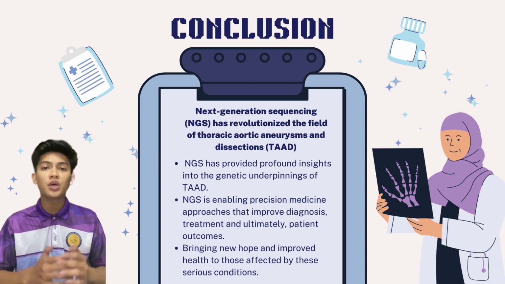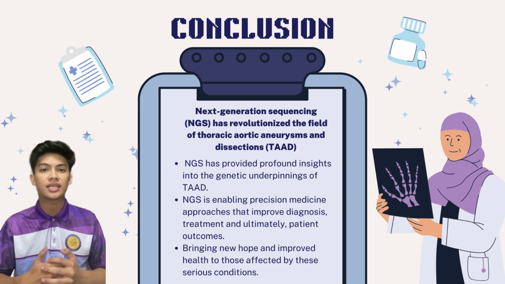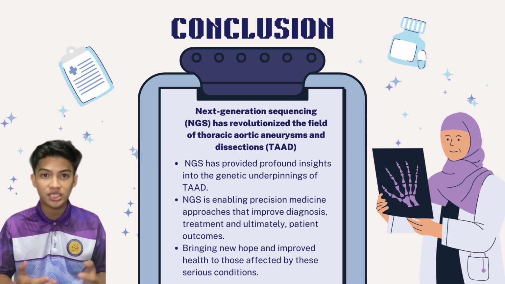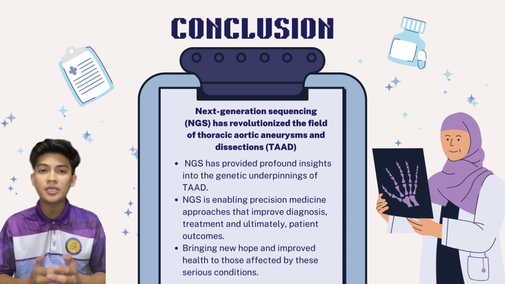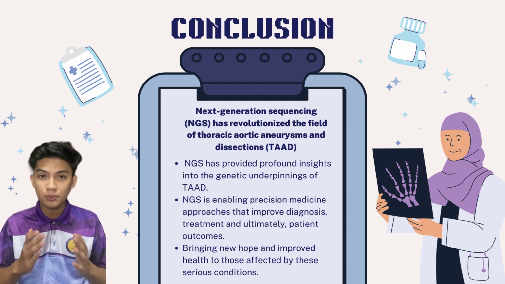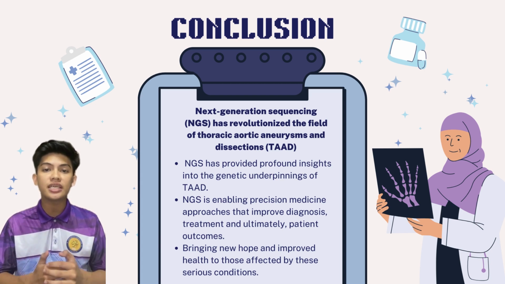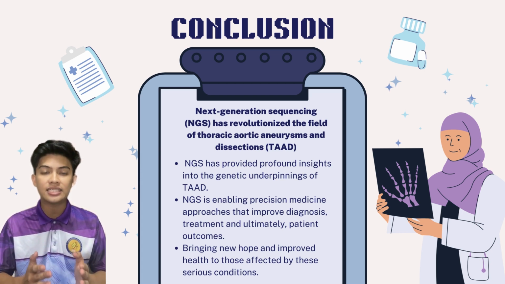In conclusion, next-generation sequencing, or as we call it NGS, has revolutionized the field of thoracic aortic aneurysms and dissections, TAAD, fundamentally changing how we approach these life-threatening conditions. By providing a deeper understanding of the genetic factors involved, NGS is enabling a precision medicine approach that improves diagnosis, treatment, and ultimately patient outcomes. As technology and research advance, the role of NGS in combating TAAD will only grow, bringing new hope and improved health to those affected by these serious conditions.